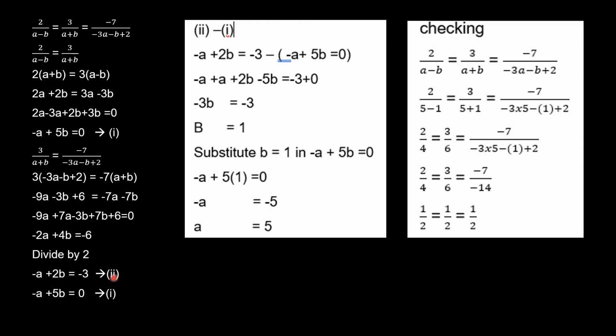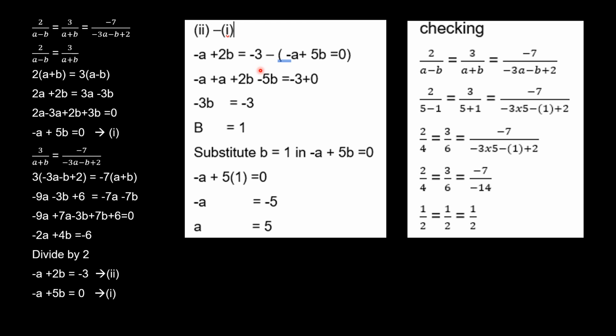Here you can solve it simply by the elimination method, by changing the sign. This minus will become plus, this plus will become minus. So this and this will cancel out. Plus 2 minus 5 will become minus 3, and minus 3b equal to minus 3, b equal to 1. Like that also you can solve, right? The same thing I have done.